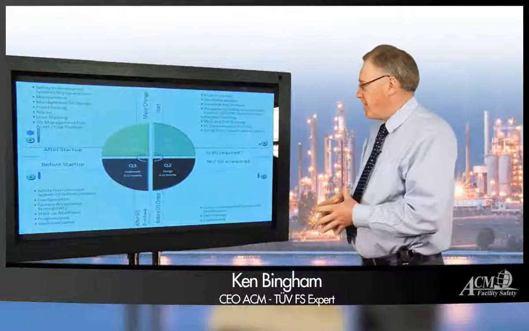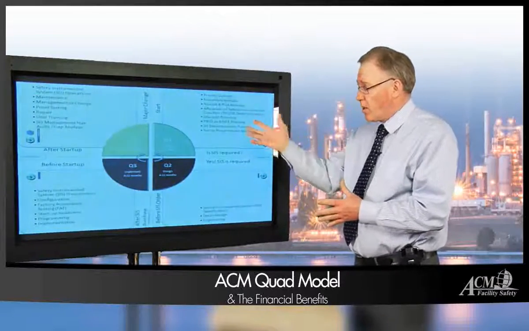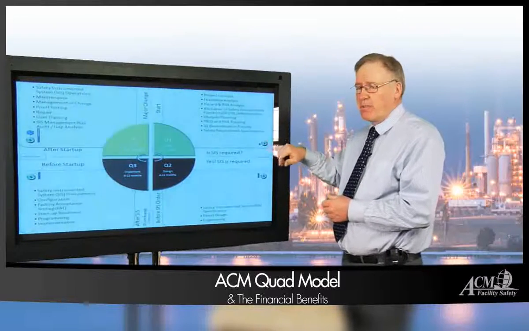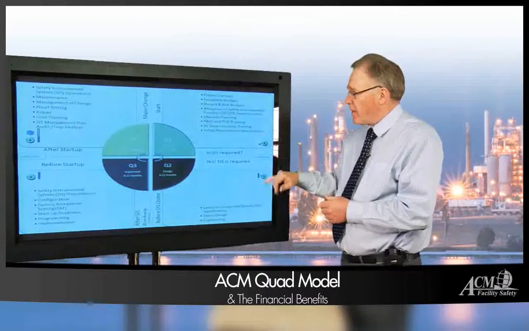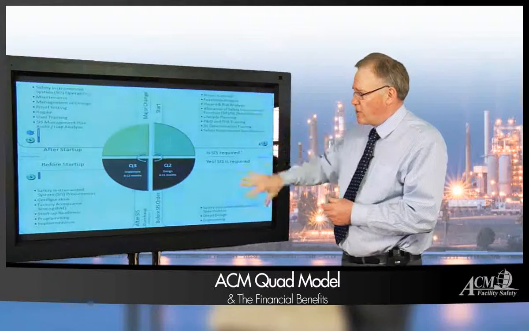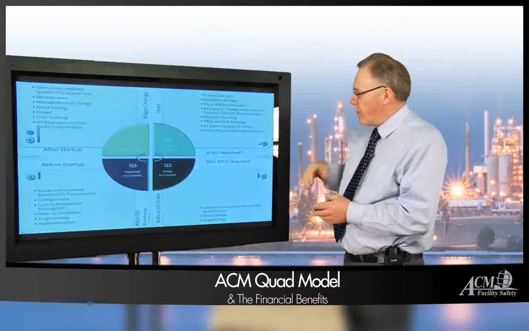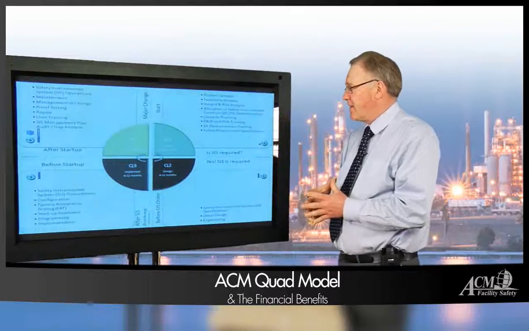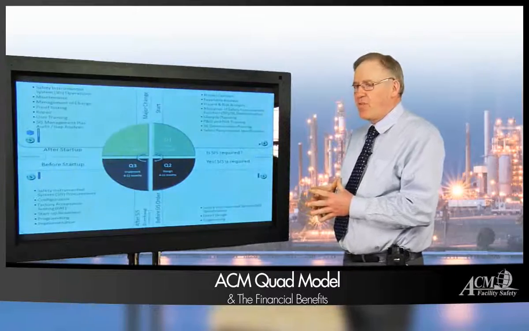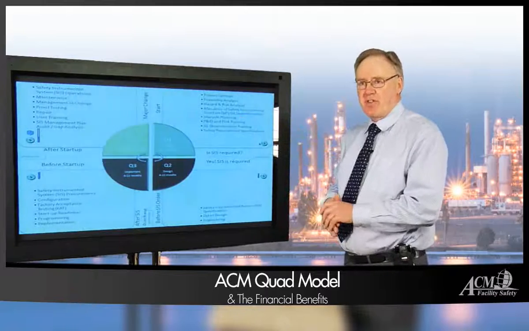I'm with ACM Facility Safety, and one of the features that I'd like to talk about is this quad model, and a specific feature in this quad model is about getting some benefit from using it. Now, the primary benefit is basically making sure that you're actually performing the required functions in each quadrant, but there's some financial benefit here. For instance, in the first quadrant, when you're assessing whether you have enough safeguards in place or not, you may find that you've got too many safeguards. So you have an opportunity to actually reduce the safeguards in your plant.